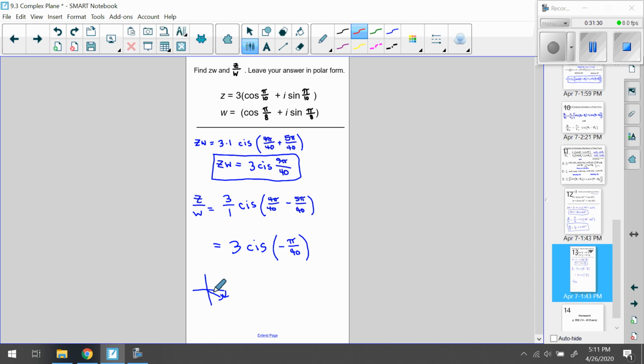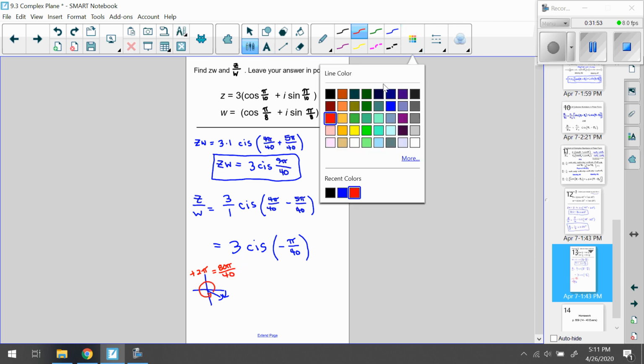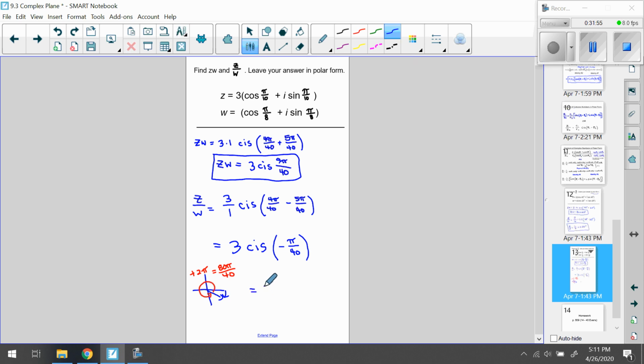And so we can get that very simply. Just add 1 revolution. So add 2 pi to that angle. If we're talking about 40ths, 2 pi would be 80 pi over 40. And so if I add 80 pi over 40 to negative 1 pi over 40, that is going to give me a final answer of 3 cis, negative 1 plus 80 will be 79 pi over 40. And so that would be the answer that I prefer that you give.